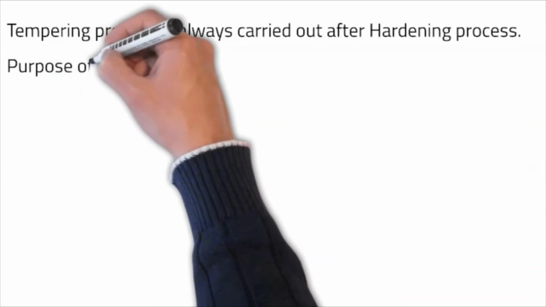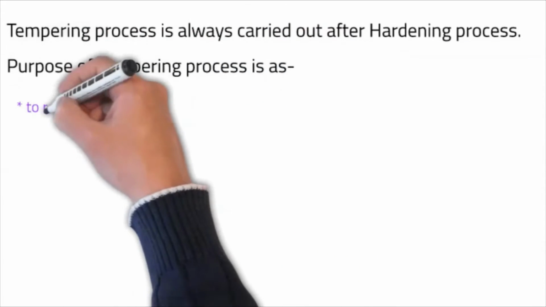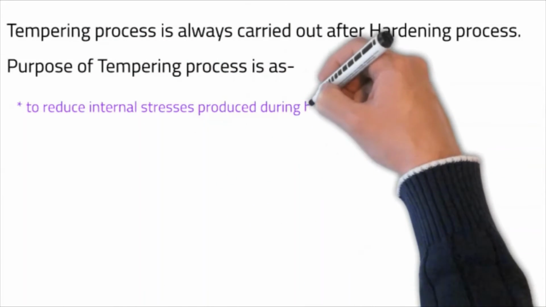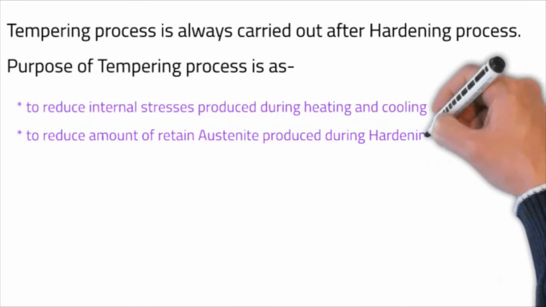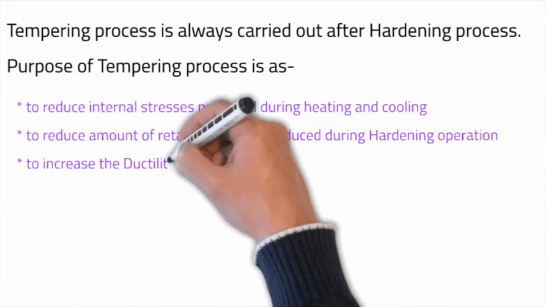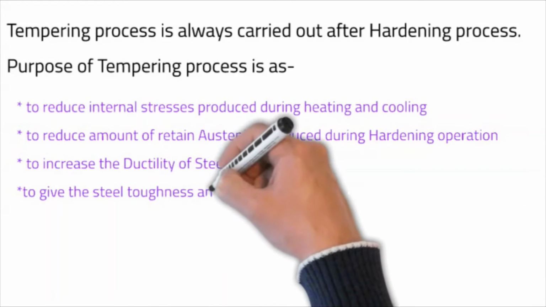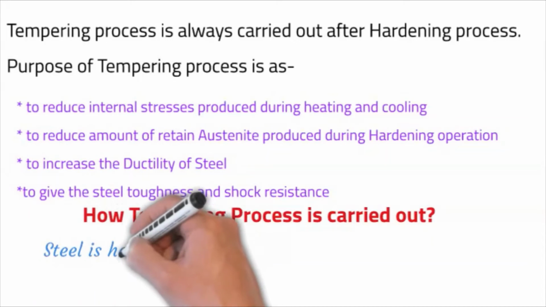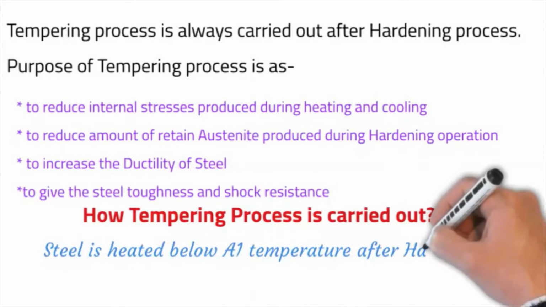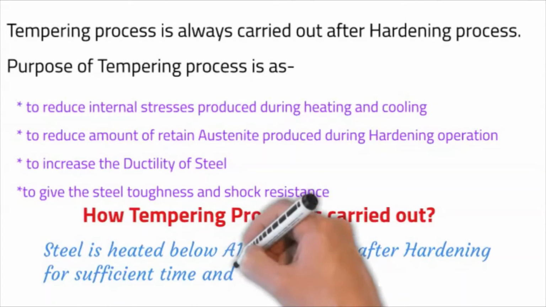Number 4. Tempering. Tempering process is always carried out after the hardening process. The purpose of the tempering process is to reduce internal stresses produced during heating and cooling, to reduce the amount of retained austenite produced during hardening operations, to increase the ductility of steel, and to give the steel toughness and shock resistance. How is the tempering process carried out? Steel is heated below A1 temperature after hardening for sufficient time and then cooled in the air.